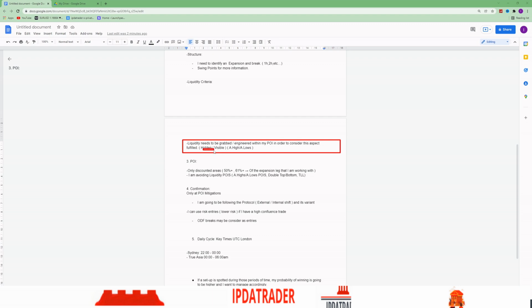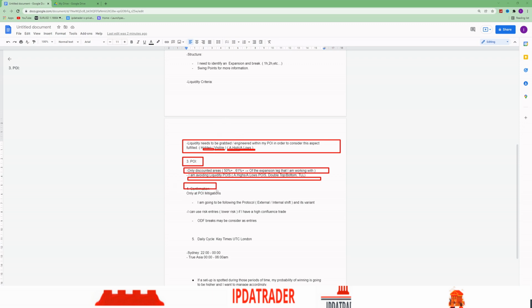Whether that is hidden or visible, completely up to you. And I'm going to favor Asia highs and lows because those are extremely powerful liquidity pools. In terms of POIs, only discounted areas, right? You can work with 50% plus, 61% plus, whatever you want to do. And I'm avoiding liquidity points of interest. This is crucial. Asia highs and lows, POIs, double tops, double bottoms, trendline liquidity. You guys know it all already.